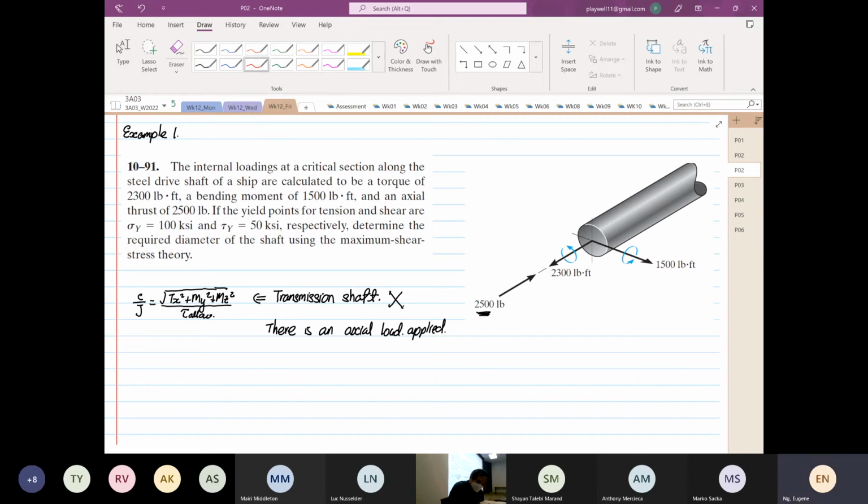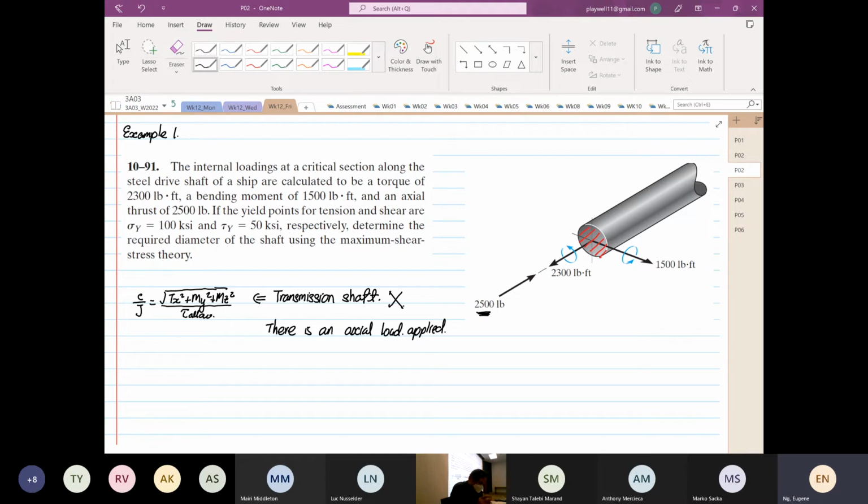This phase over here, that I'm shading in red, is the phase where failure will occur. So we know that we are given a torque of 2,300 pound-feet, and we have to start writing this out.